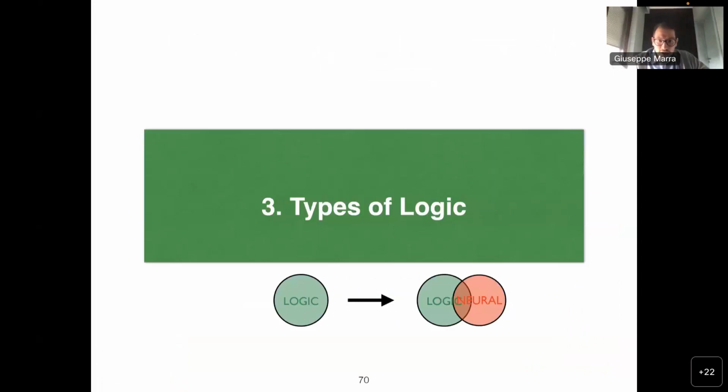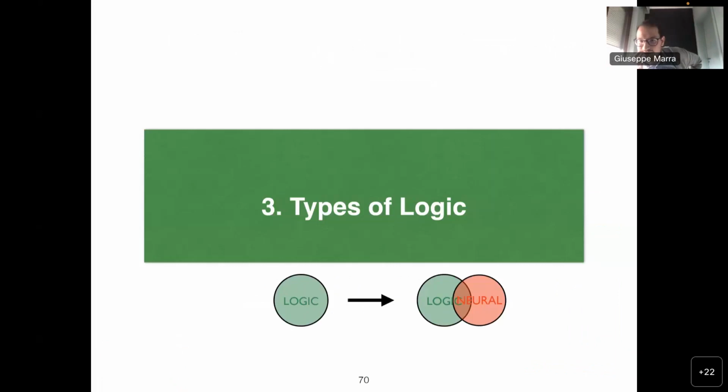So we move now. Yes, I think I can cover another dimension before a break. It's the types of logic. So until now, we have talked about logic very generally, but in computational logic, logic comes in very different flavors.